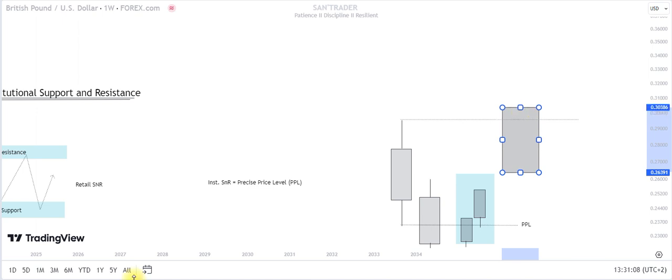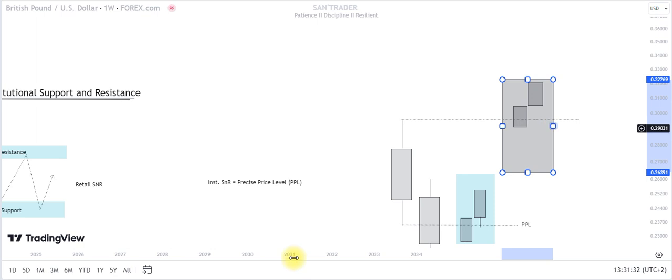Once we get H4 candles closing above, you can use the same logic. You will wait for price to open, trade down to this PPL, and then it should go up. Your stop loss will be below this candle's low.